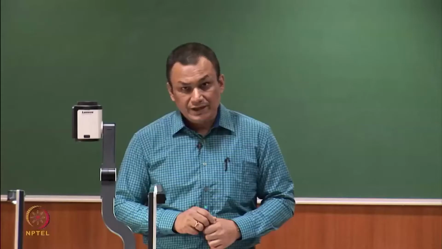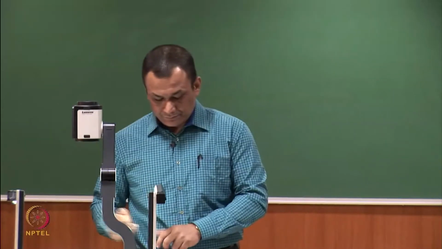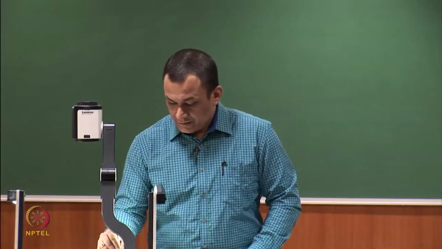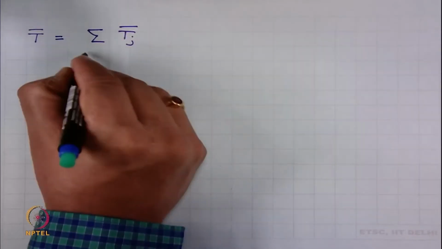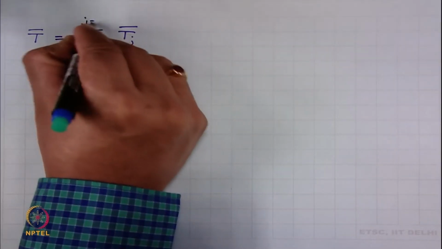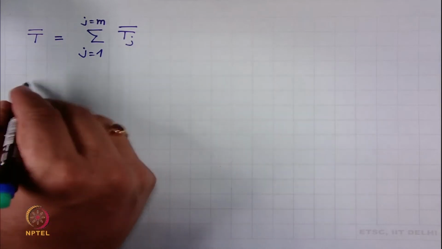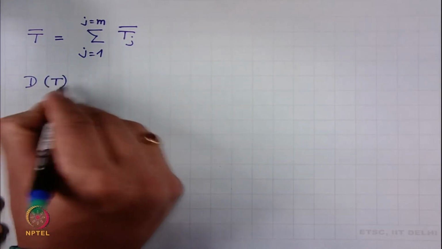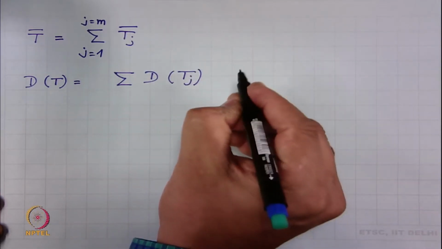We need to find out the expression for CV of fineness of the double sliver. So, T bar is equal to this, j equal to 1 to m, okay, and variance dT is equal to the summation of dT j. All variances are additive in nature.